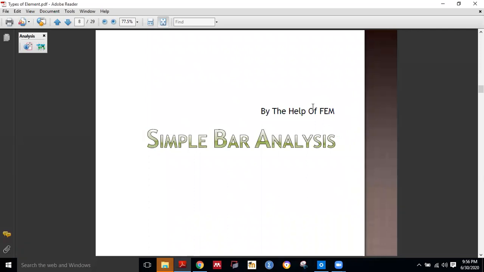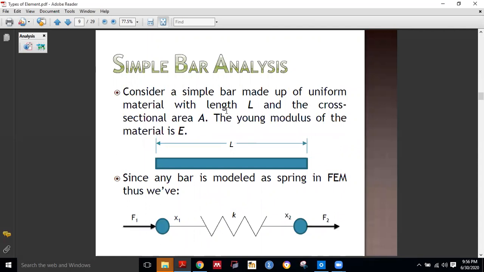Now, with the help of FEM, simple bar analysis. So this is the simple bar. This is the point which I am going to tell you. The simple bar is having some area. This is the bar which is shown, and this bar has some area. It has some length. It has some E, that is Young's modulus or modulus of elasticity, which is the same. So it has something which can be calculated.